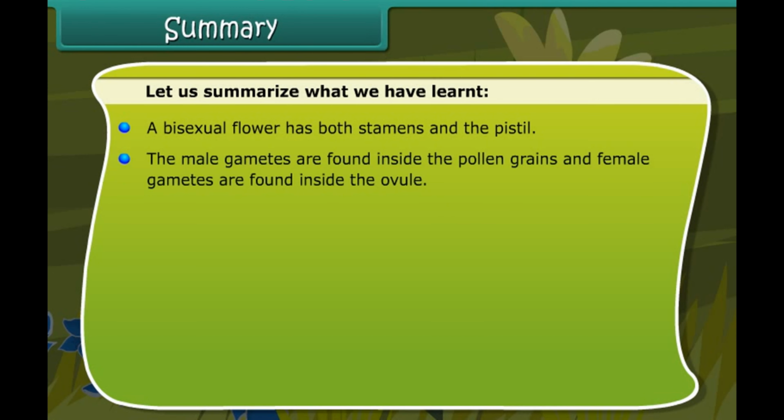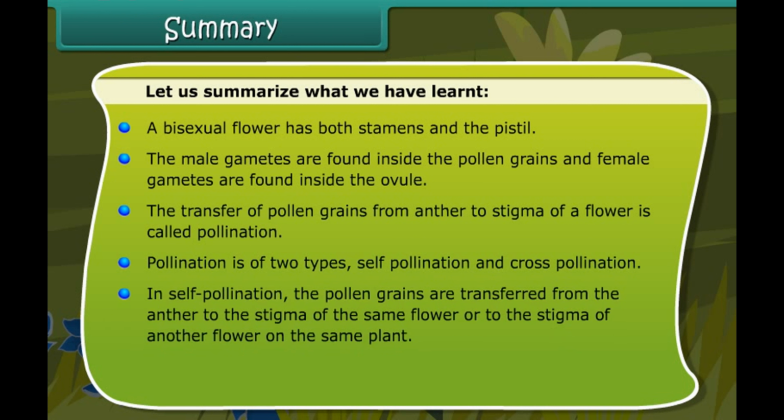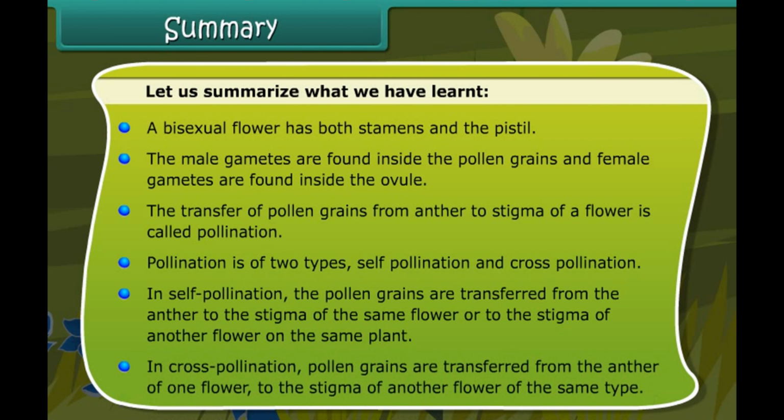The male gametes are found inside the pollen grains and the female gametes are found inside the ovule. The transfer of pollen grains from anther to stigma of a flower is called pollination. Pollination is of two types, self-pollination and cross-pollination. In self-pollination, the pollen grains are transferred from the anther to the stigma of the same flower or to the stigma of another flower on the same plant. In cross-pollination, pollen grains are transferred from the anther of one flower to the stigma of another flower of the same type.